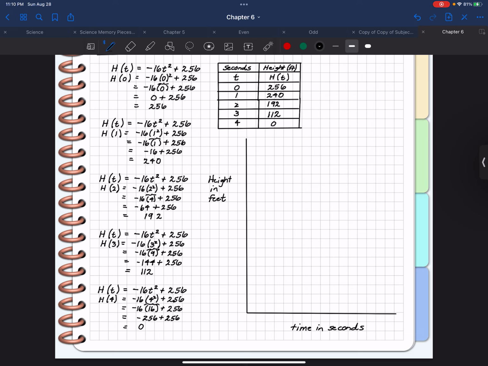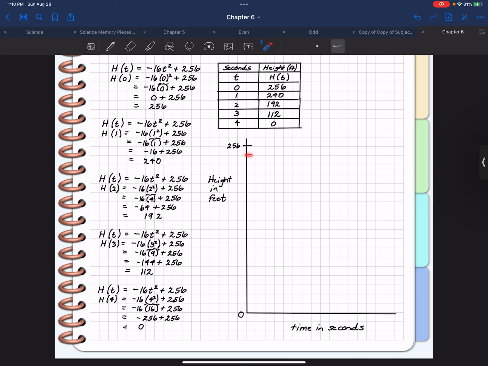Now remember, the object was dropped from what altitude? 256 feet. So maybe someone was standing on the edge of a cliff and dropped this object. So the 256 is going to be up here. Now let me see. We have to get from 256 down to 0. So let me count my lines, and I'll show you how I'm doing this in case you ever have to.